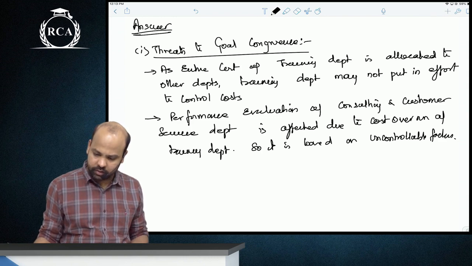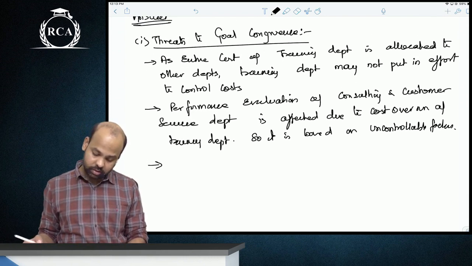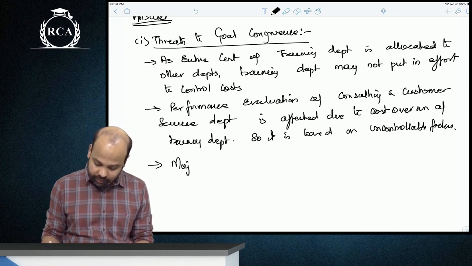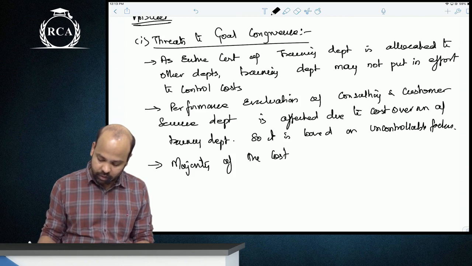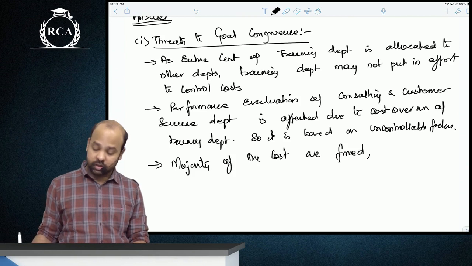Yes or no? Yes, sir. And then the other part: the majority of the expenses are fixed. Majority of the cost as such are fixed, because majority of the costs are fixed.